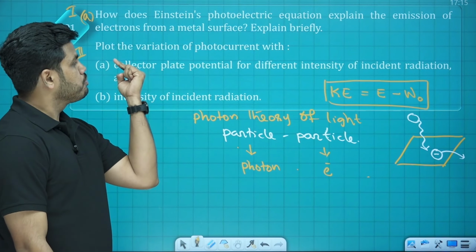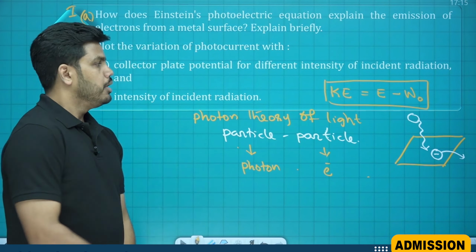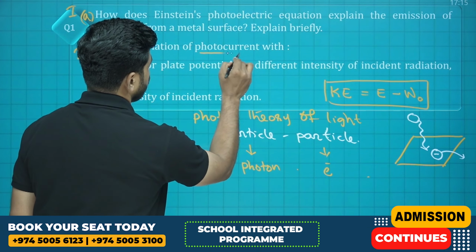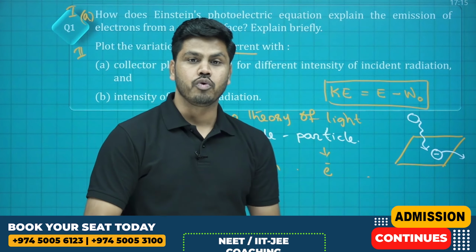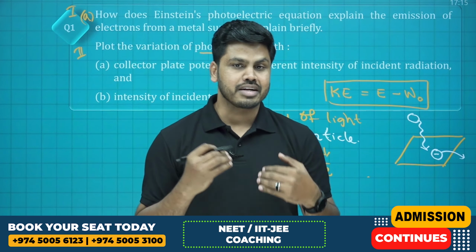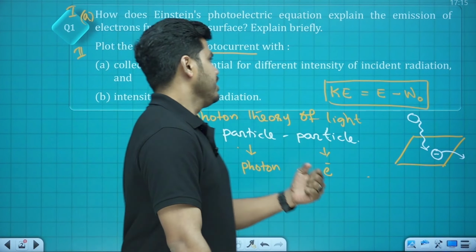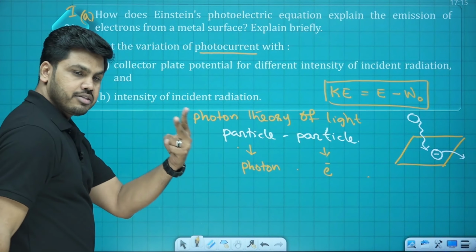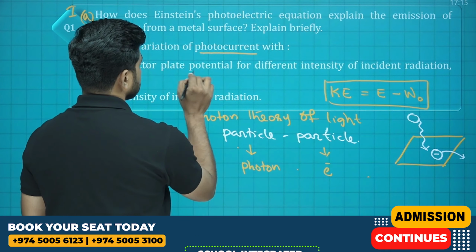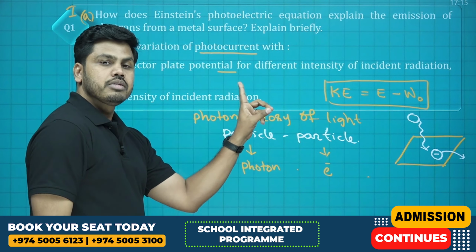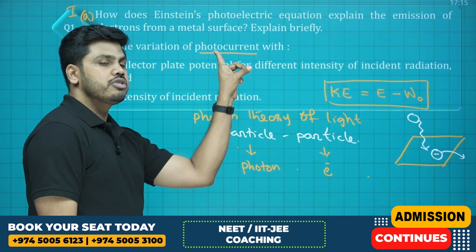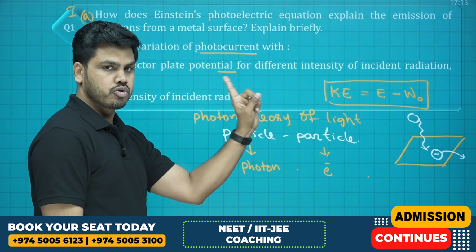Second part of the question is to plot a graph. Plot variation of photocurrent. Okay, we know photoelectric current is the current constituted by emitted photoelectrons. With respect to, we have two cases given. First one with respect to the collector plate potential. So applied potential versus photoelectric current graph. We know how to draw this.